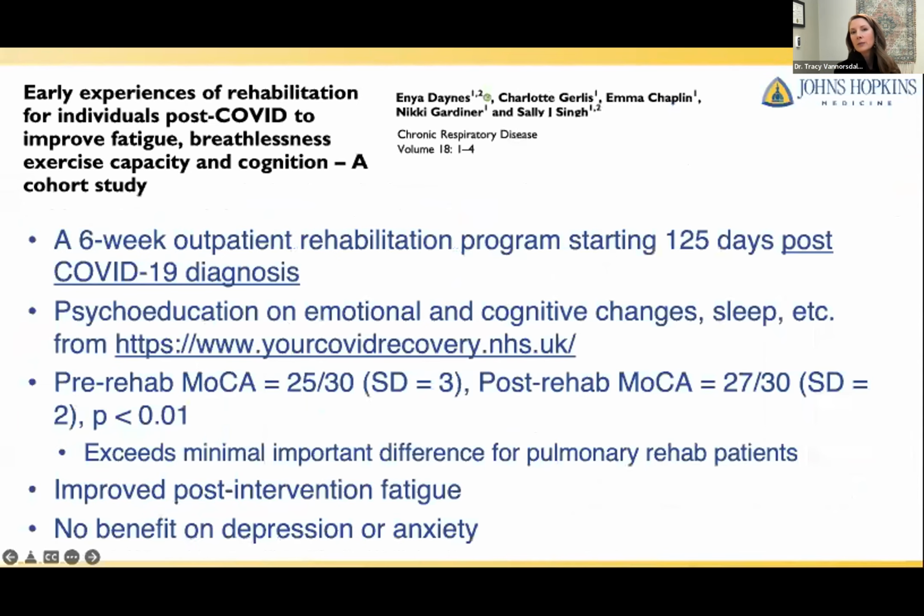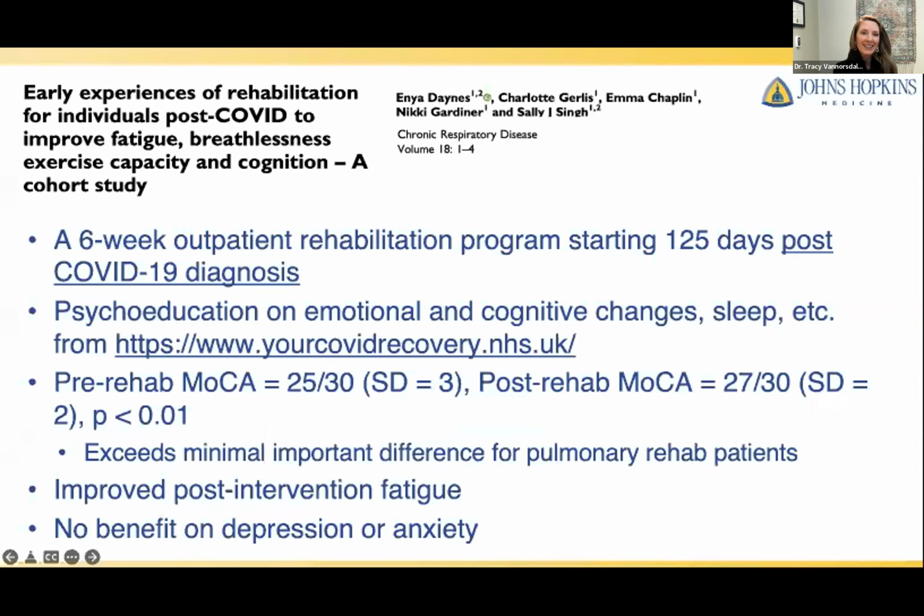And then when we think about specifically neuropsychiatric symptoms improvement, we do have data from a small study looking at a 6-week outpatient rehab program that addressed folks many months after their initial diagnosis. And it simply provided psychoeducation on emotional and cognitive changes, sleep, and self-management approaches. And what they found is that patients had improved scores after that 6-week program on a cognitive screener, the MOCA. And there were also improvements in fatigue post-intervention, but no particular benefit for depression and anxiety.